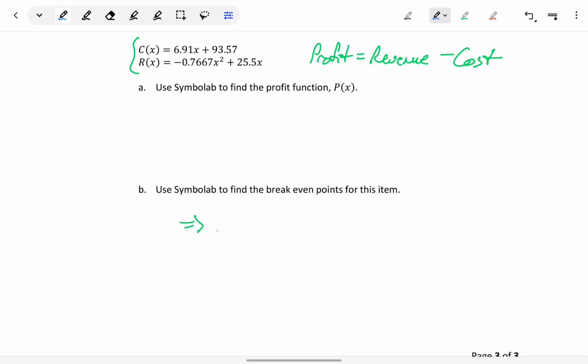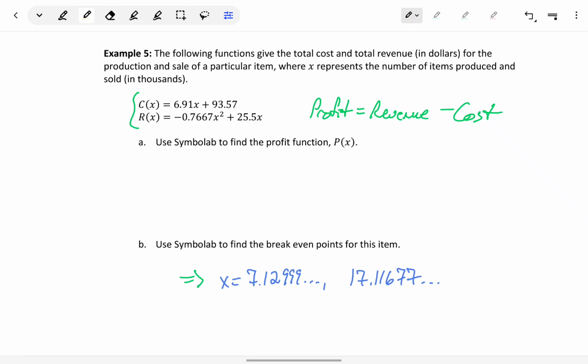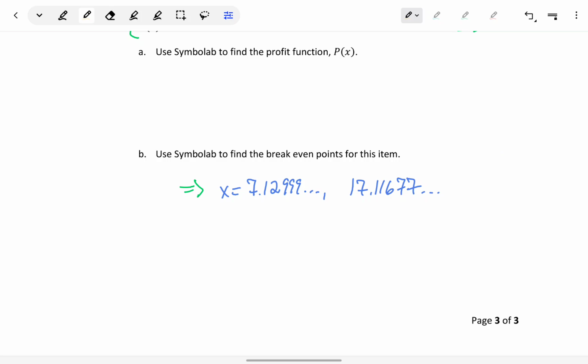Our solutions in this case should end up being x equals 7.12999 and continuing on, and 17.11677, as those decimals keep going. In this problem, we're told that x represents the number of units produced and sold in thousands, meaning we'll need to take each of these results times 1,000, or move this decimal place to the right 3 times.